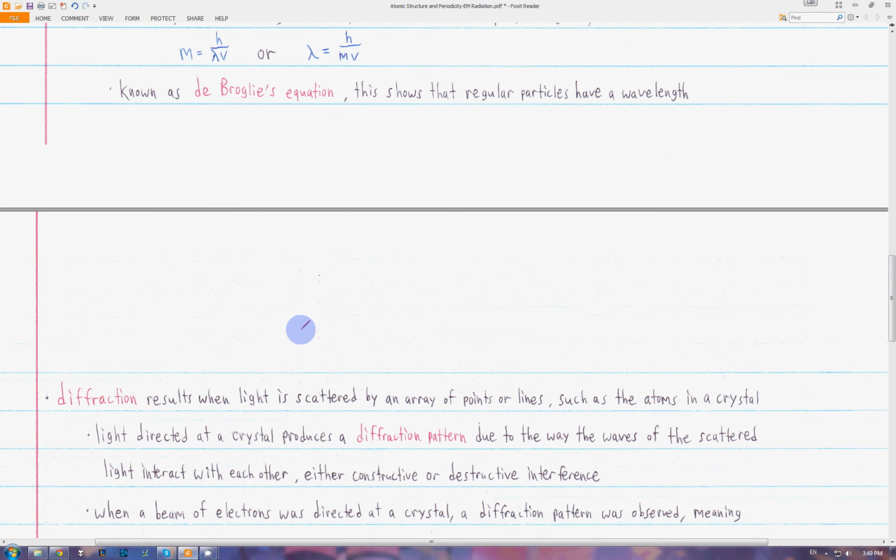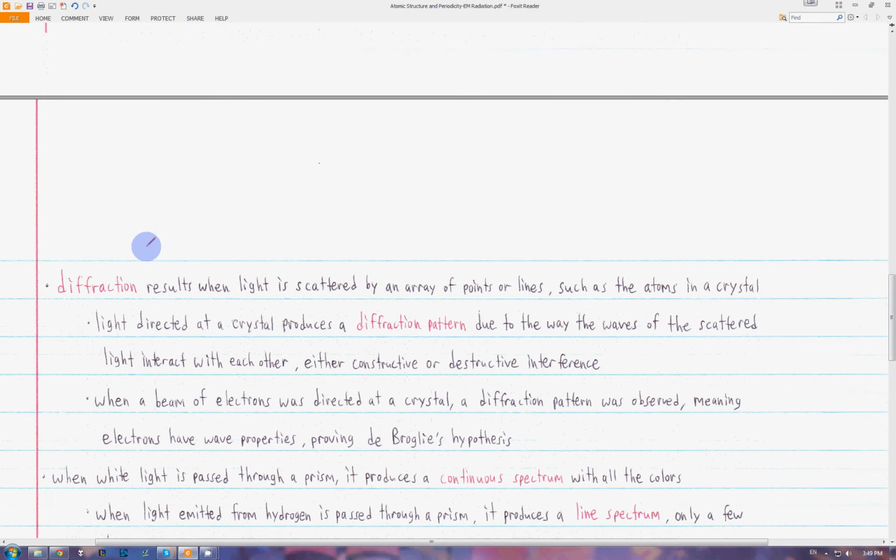So to test this, people looked at something called a diffraction pattern. So diffraction is something that occurs when light is scattered by an array of points, such as the atoms in a crystal. So when light is directed at this crystal, then due to the way the waves of the scattered light behave, it creates this unique pattern.